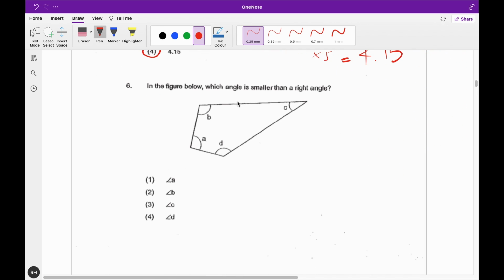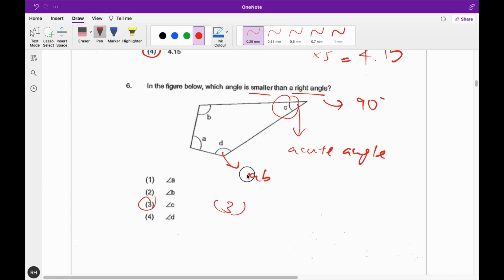Question 6. In the figure below, which angle is smaller than a right angle? Okay, so right angle means 90 degrees, smaller than 90 degrees. So we can know it's option C. Anything smaller than 90 degrees is called an acute angle. Anything that's greater than 90 degrees is called an obtuse angle.